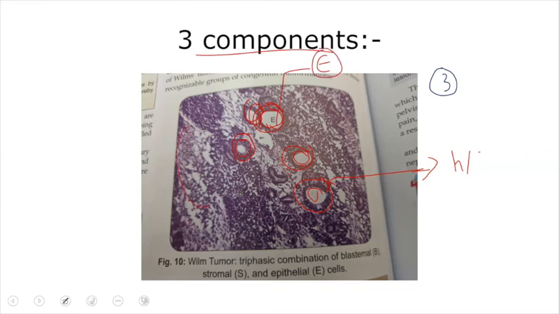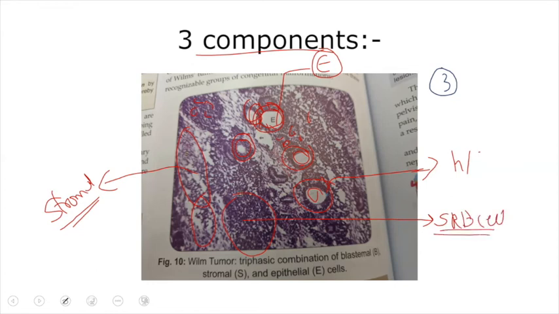Also, we can appreciate this component. See, this is the mesenchymal or stromal component, and along with that, we can appreciate all these cells. They are all very dark blue in color, and these are small round blue cells with a very high degree of anaplasia, and these are immature cells. I hope you understand how this disease develops, and why we appreciate all these three components.